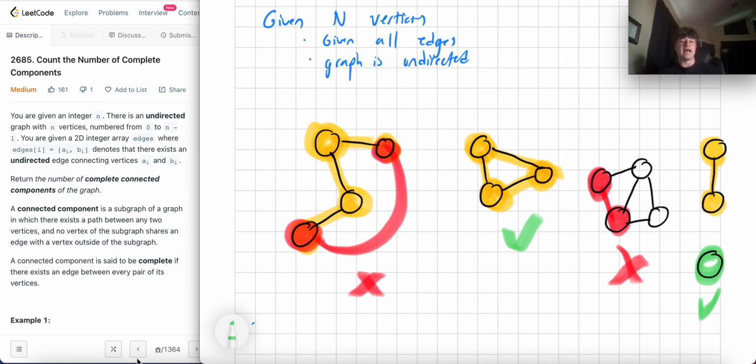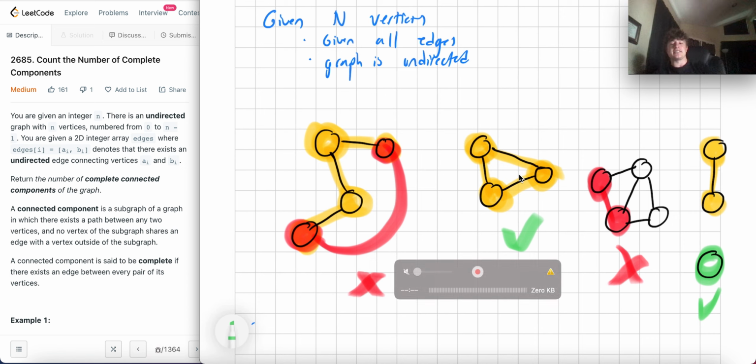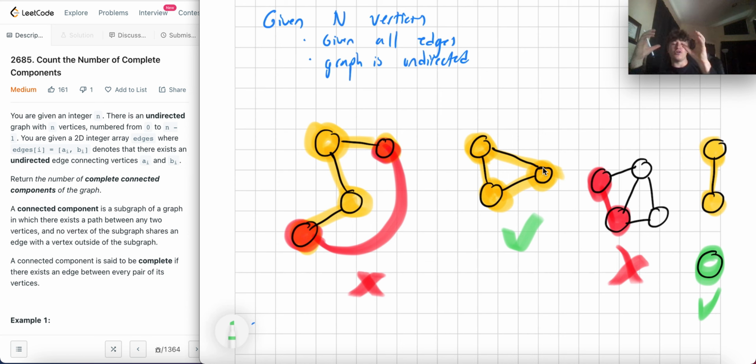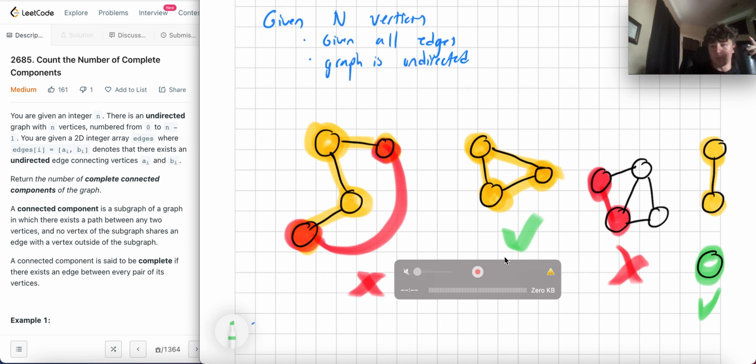So you can see that in order for it to be a complete connected component, it has to be connected first, but also there's an additional constraint where any vertices within that connected component have to have a direct edge to one another. So this makes the problem more difficult. If it was just connected components, many of us would have already memorized the solution to this and know exactly how to approach it. But since there's this additional constraint, it might throw you for a little bit of a loop.